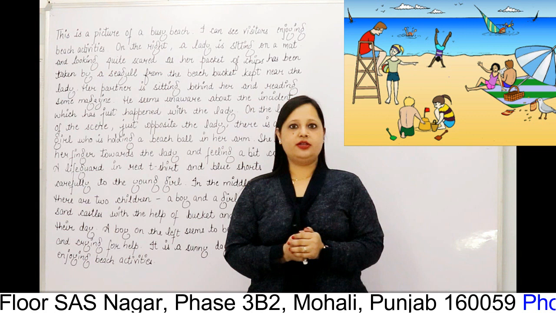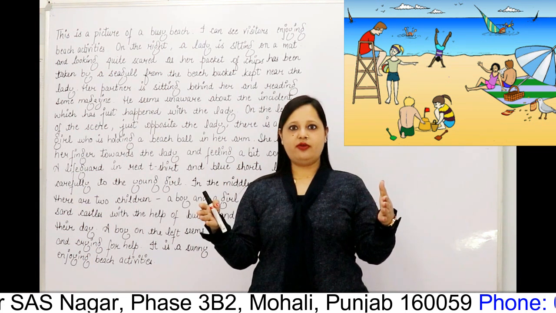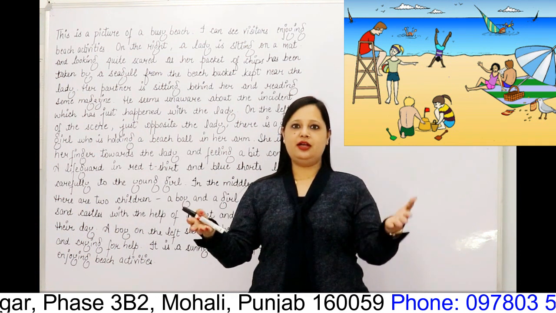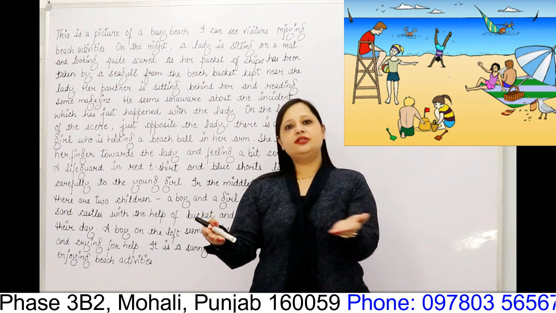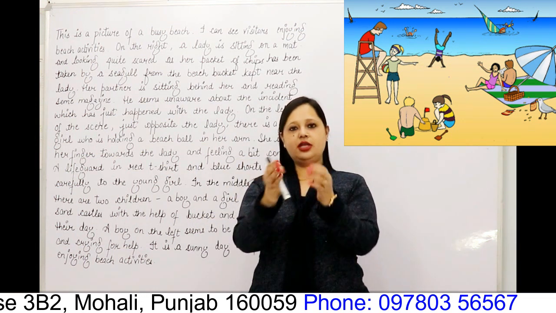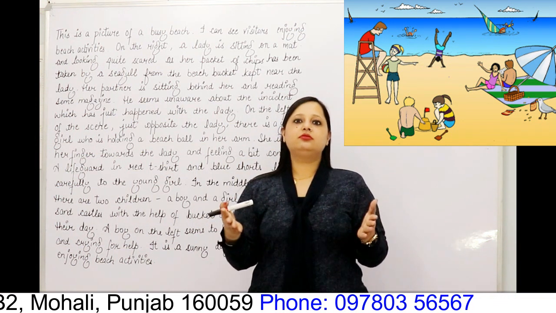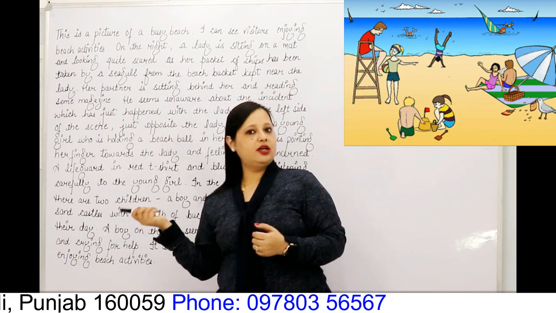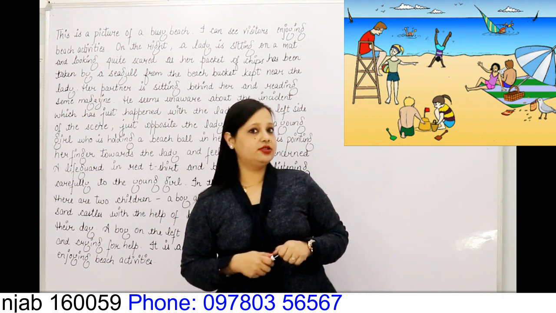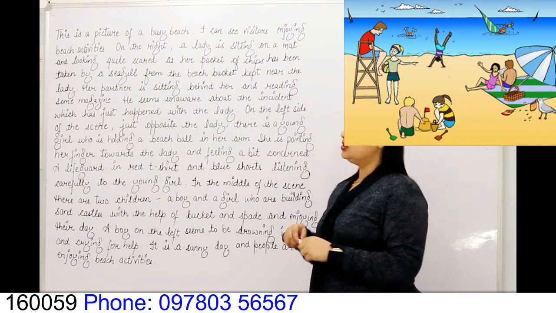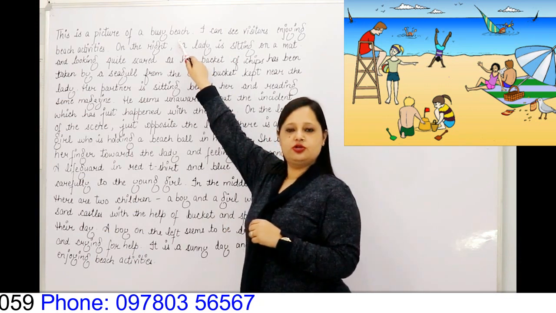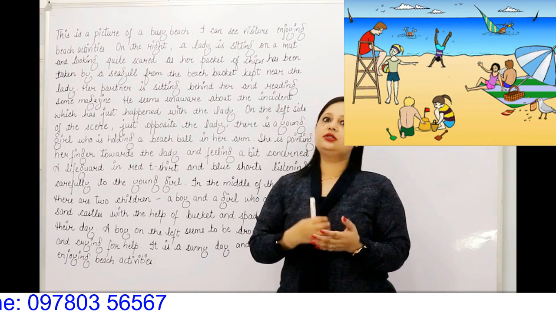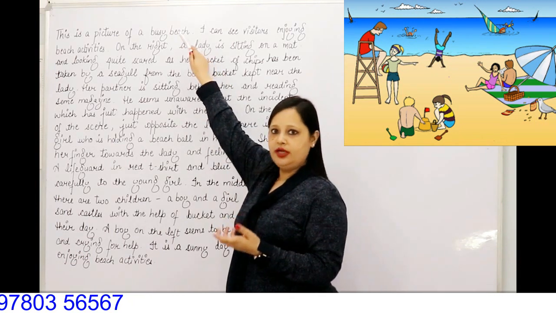So how do we describe it? Since we have a picture in front of us, we always describe the picture with locations like right hand side, left hand side, what is in the foreground, in the background, in the middle. And we use adjectives of place, right? I have just prepared the sample answer of the image that you can see on the screen. The response is, this is a picture of a busy beach. Whenever we start, we always introduce what exactly the picture is of. So this is of a busy beach.